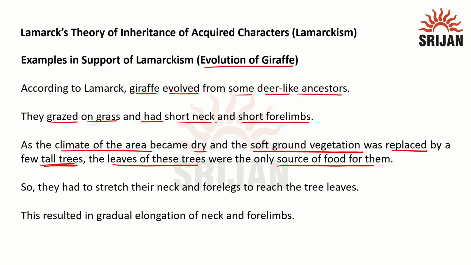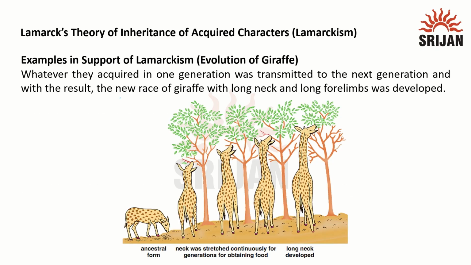So instead of diminishing and dying, these ancestors of the giraffe started to stretch their legs and neck. They had to stretch the neck and forelegs to reach the tall part of the trees. This resulted in gradual elongation of the neck and the forelimbs. Whatever they acquired in one generation, like a slightly taller, slightly longer neck in the first generation, and then a little longer again, gradual and continuous stretching of the neck and forelimbs helped the giraffe reach the tallest part of the tree. They transmitted this acquired trait to the next generation, and as generations inherited these changes, a new race of giraffe with a long neck and long forelimbs was developed.